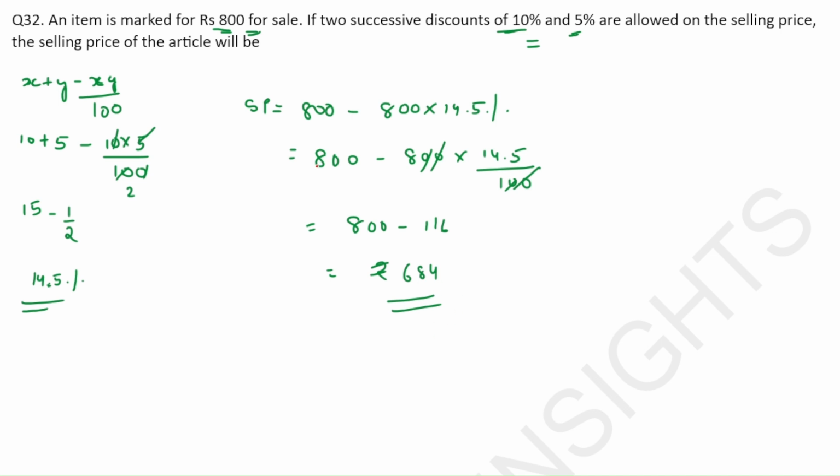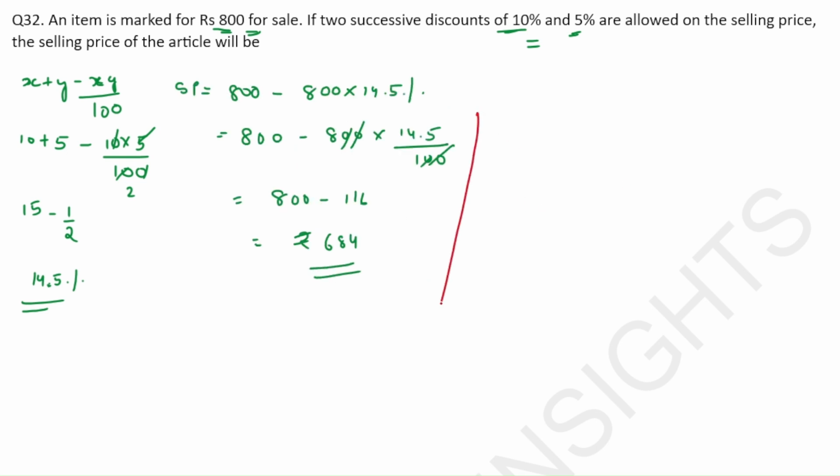Okay. Now let's try to solve this same problem with the ratio method. Now by using the ratio method, we're talking about discount. That means MP and SP are involved.